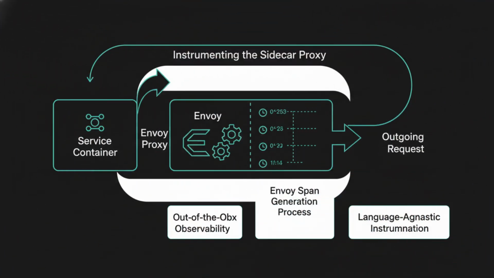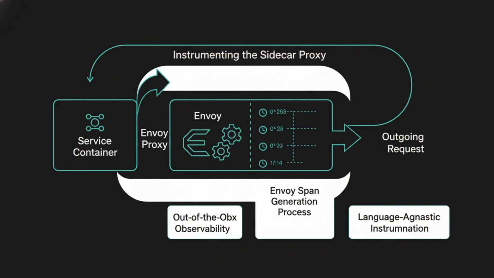The most efficient way to capture latency data is by instrumenting the sidecar proxy. Instead of modifying every service's application code, we configure the mesh to emit OTel data directly from Envoy. This is known as out-of-the-box observability. When a request enters the proxy, Envoy generates a start time timestamp. When it leaves, an end time timestamp. These timestamps are then formatted into OTel spans.